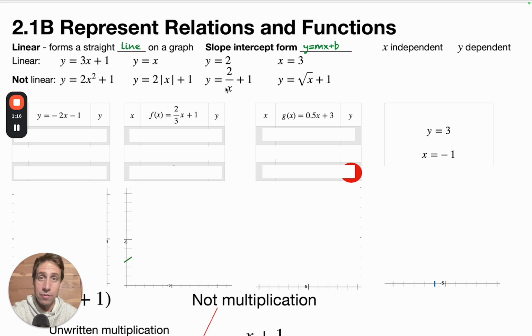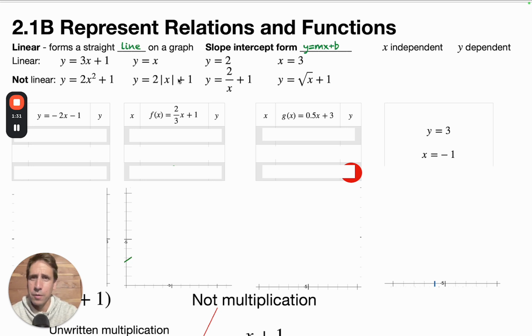Y equals 2 divided by x plus 1. It's basically the shape of two different u's, kind of weirdly diagonal from each other, like that. And then y equals square root of x plus 1, also not linear. It's going to be a sideways u.